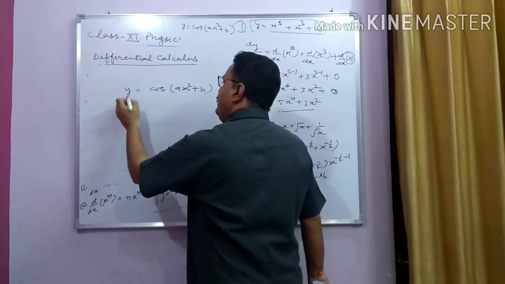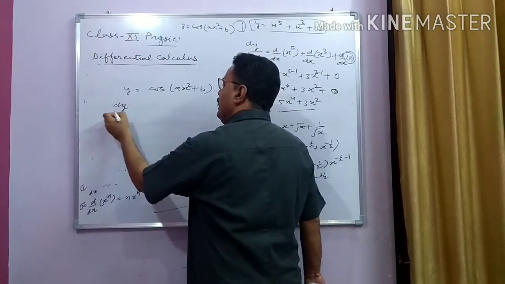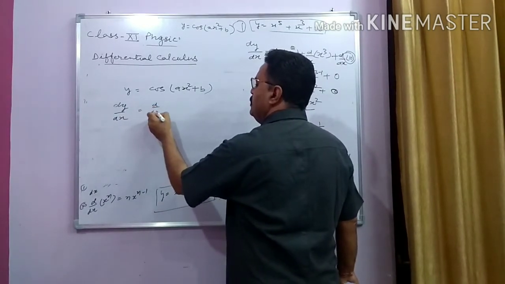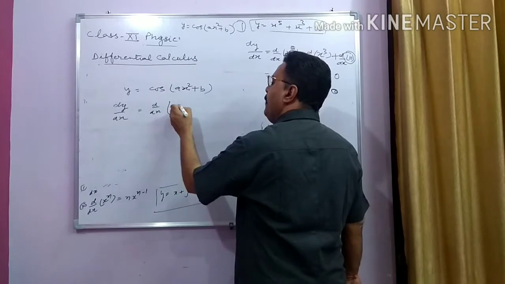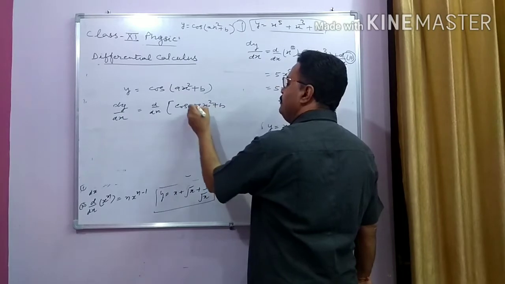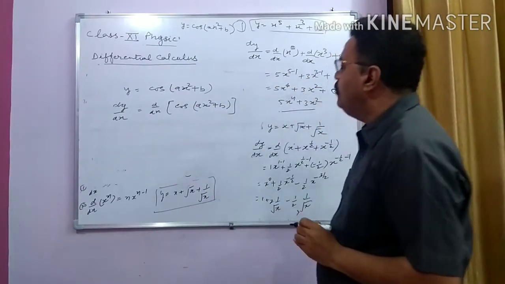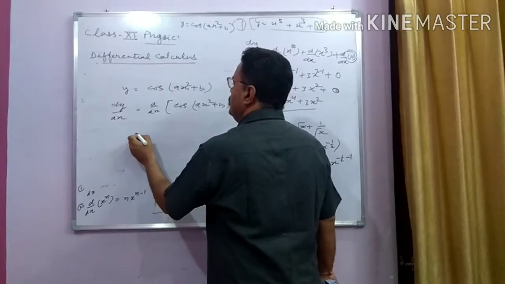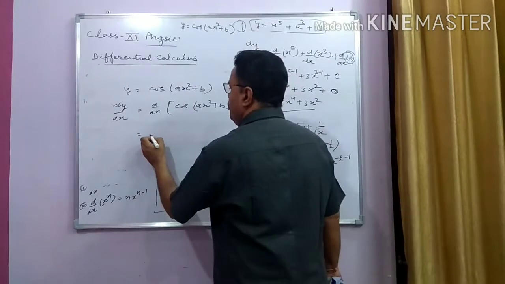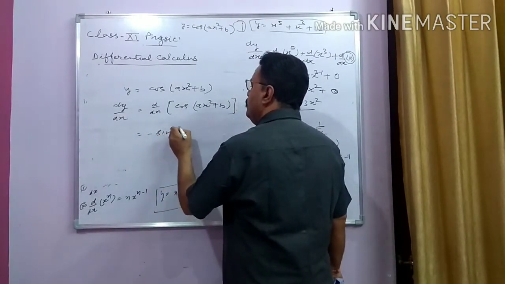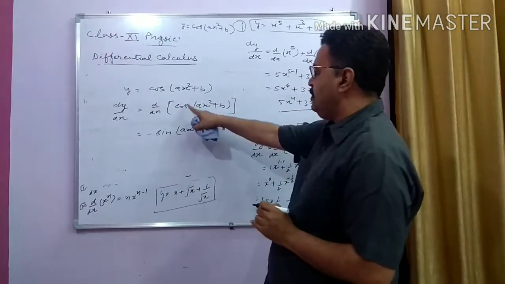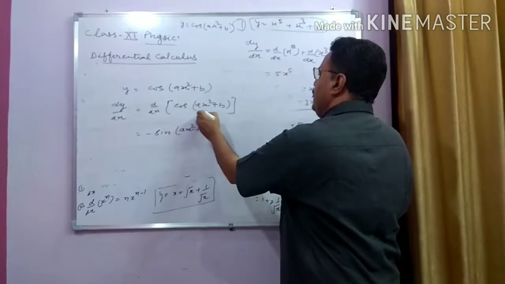So to differentiate this, dy upon dx equal to d upon dx, we differentiate this cos(ax square plus b). Now first we differentiate cos, then the differentiation of cos is minus sign, so we can put here minus sin(ax square plus b). So now we have differentiated cos, then we differentiate the second term, that is ax square plus b.